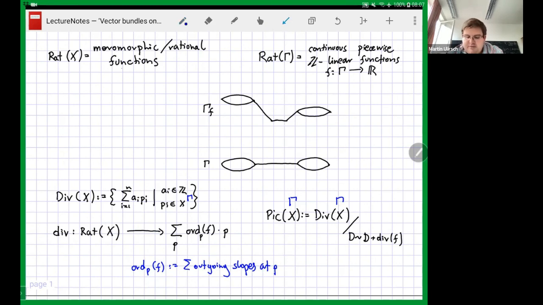And once you know that, you can define the so-called Picard group, which is just given by identifying two divisors if they are different from each other just by the principal divisor, meaning a divisor of the form divisor of f for some rational function. And that you can just formally do for X. And the same way you can do formally for a metric graph. So that sort of is that type of analogy.